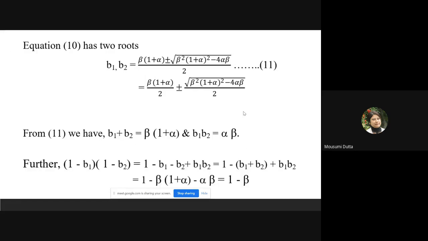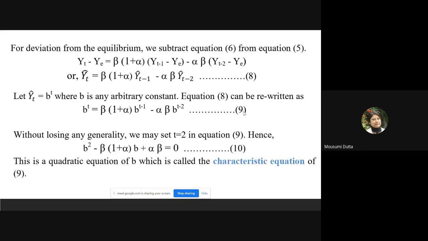Equation 10 has two roots, b1 and b2 say. We call these the characteristic roots. You may call them quadratic roots, but the actual name is characteristic roots. The characteristic roots are b1, b2, and these are given by minus b plus minus root over b square minus 4ac by 2a. So this is equation 10.